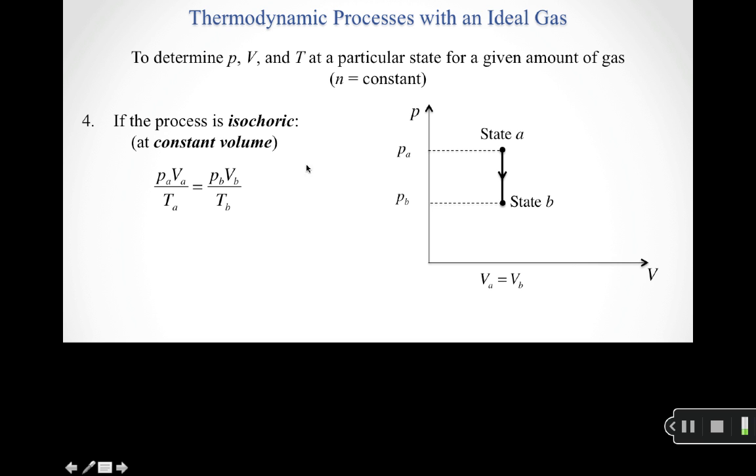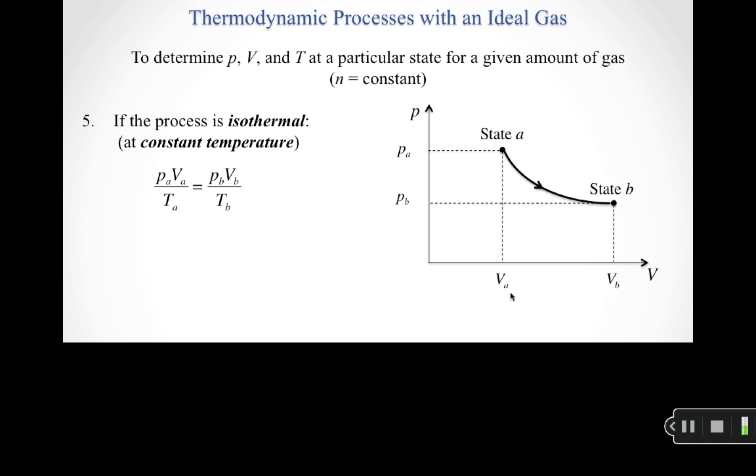Isochoric is just another way of saying constant volume. If I'm holding the volume constant, since the volume is on my horizontal axis, moving from state A to state B with a constant volume process means that I have to move vertically. So here I'm going from state A and dropping straight down on my PV diagram to state B. Again, the volume of A and the volume of B are the same, so the volumes cancel out, and I'm left with the ratio of pressure to temperature that has to be constant.